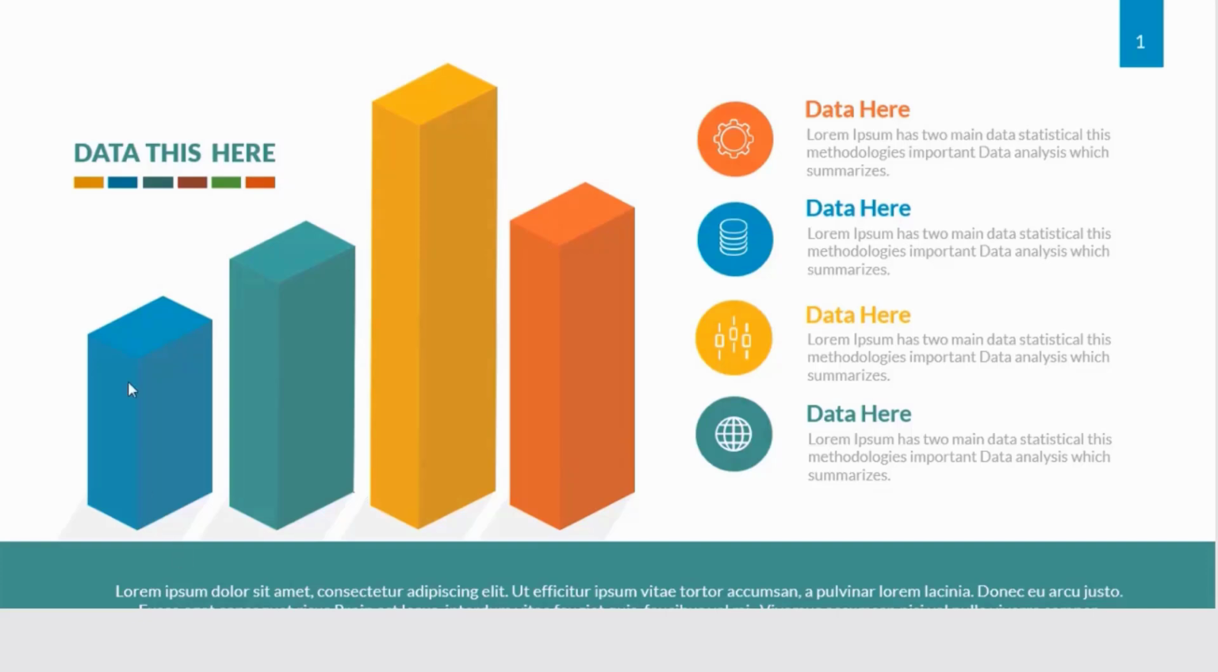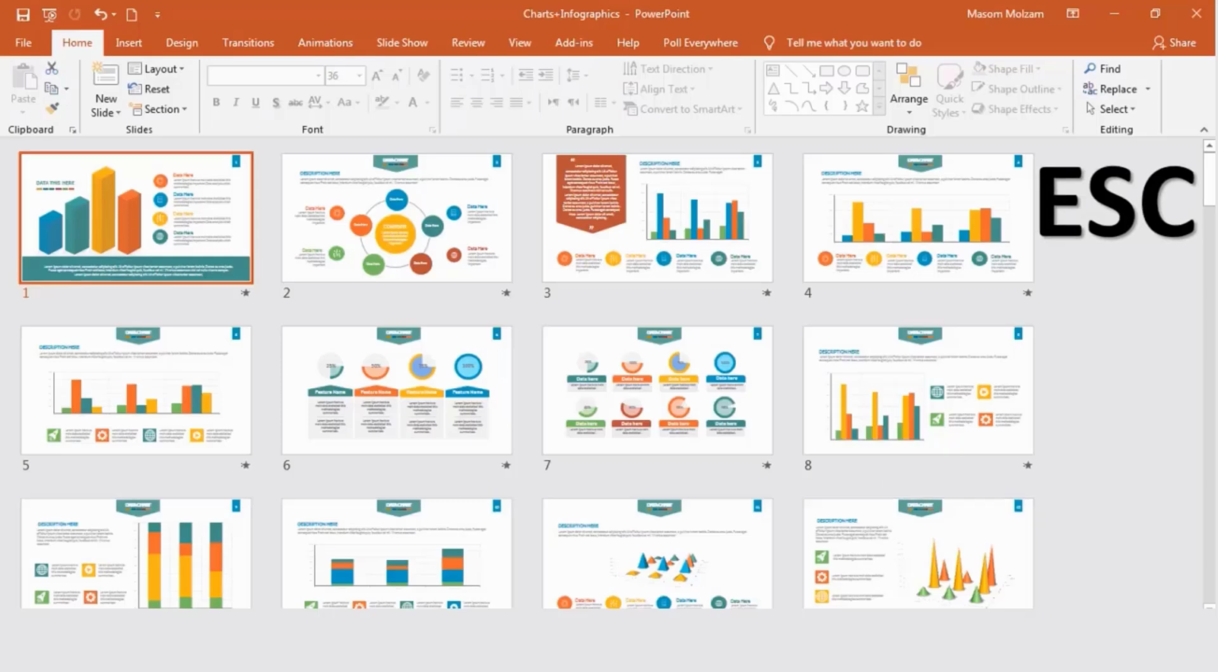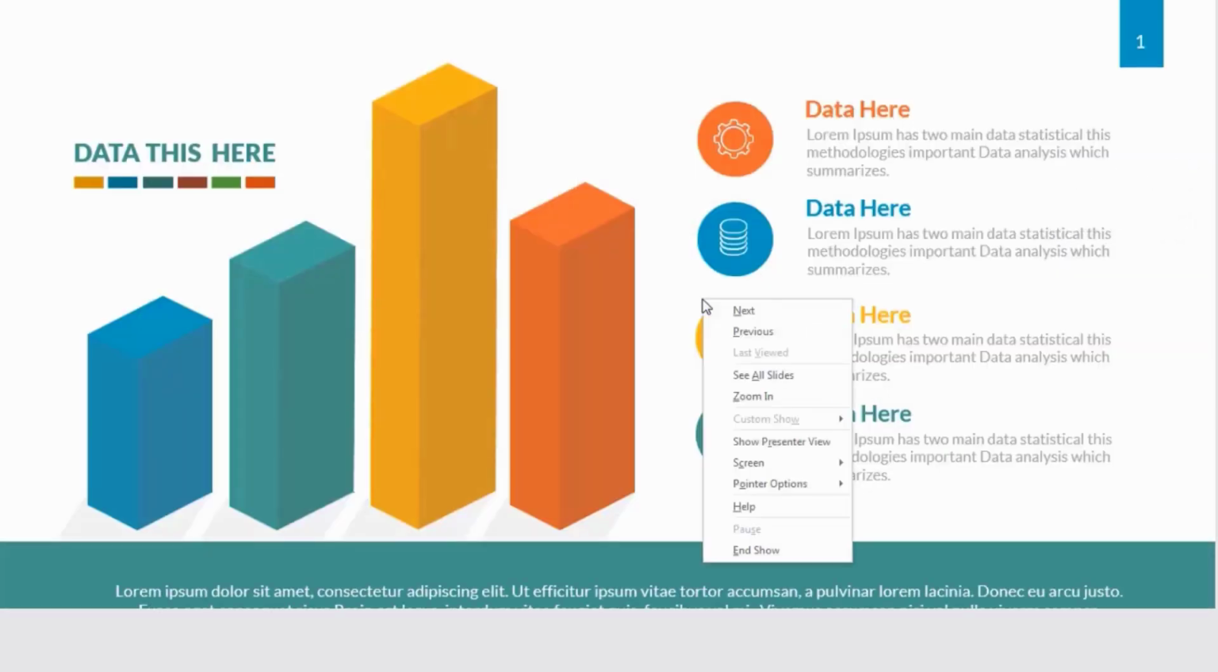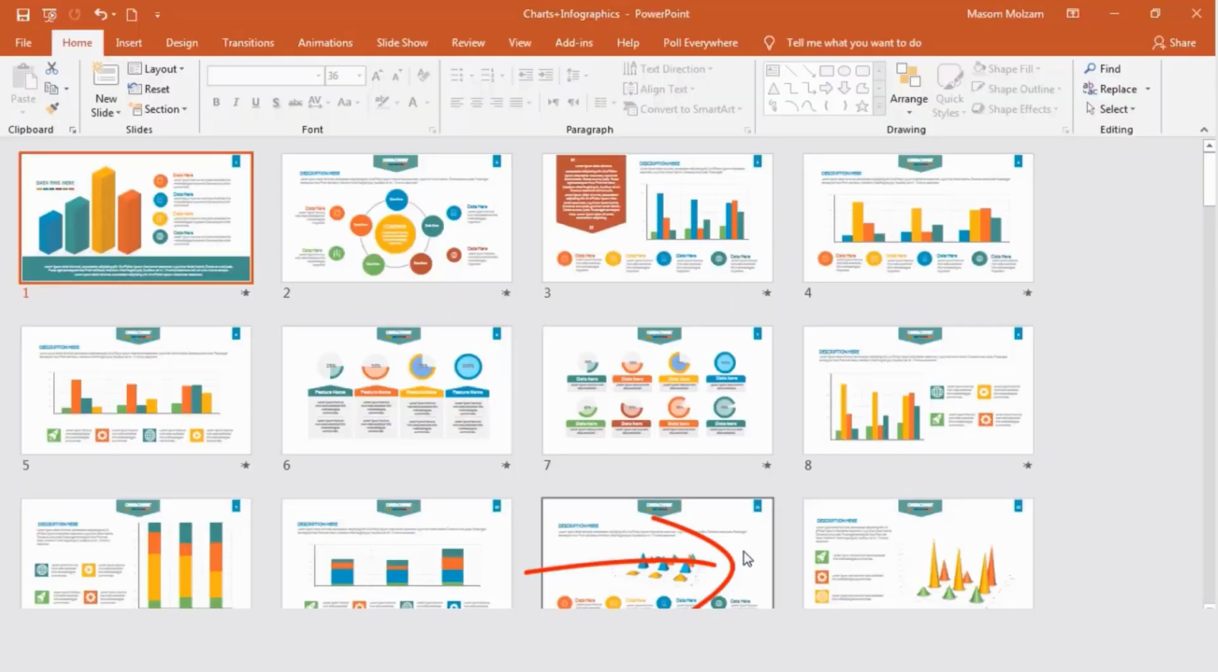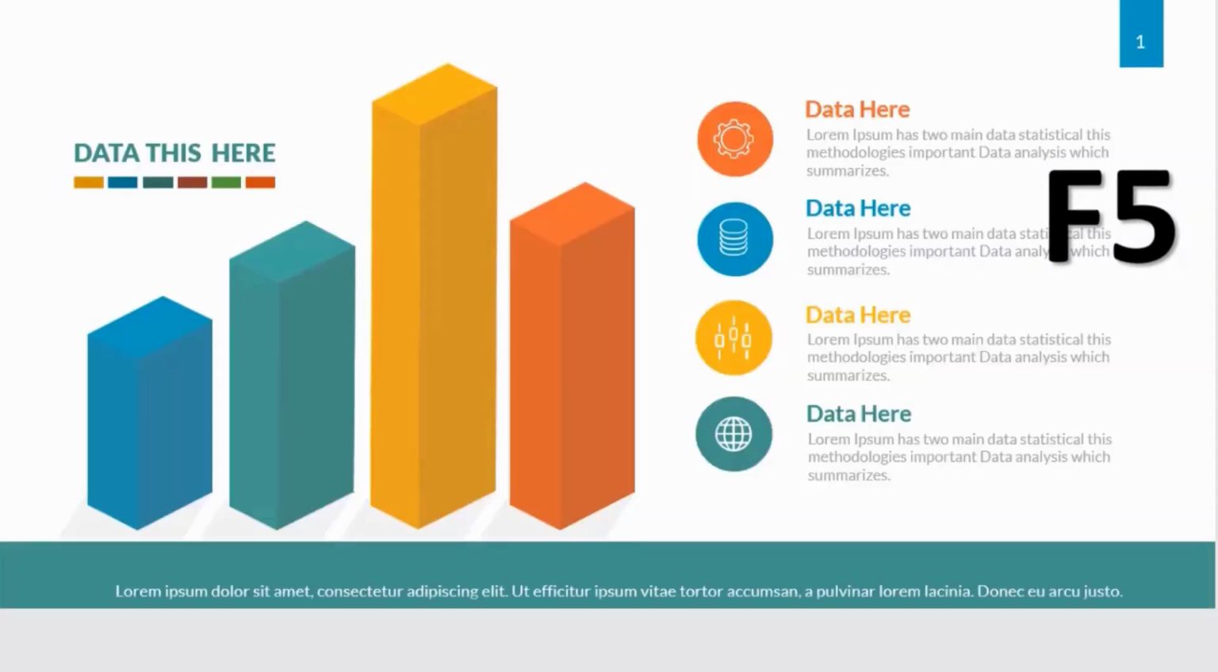And for exiting from this mode, press the Escape key on your keyboard, or you can right click and choose end show, and for getting to slideshow you can press F5 on your keyboard.